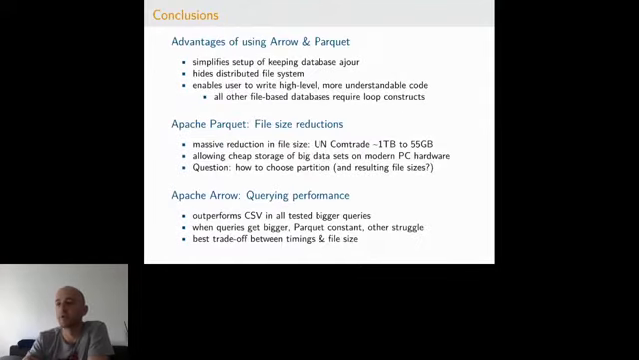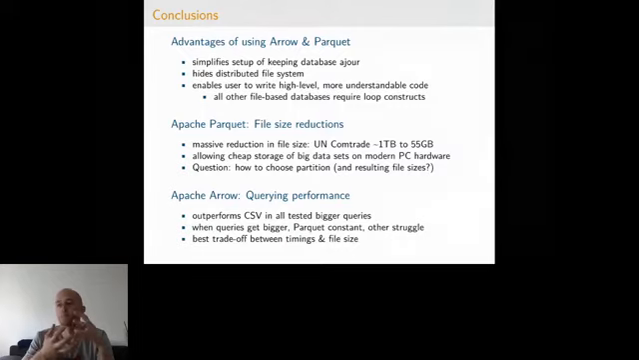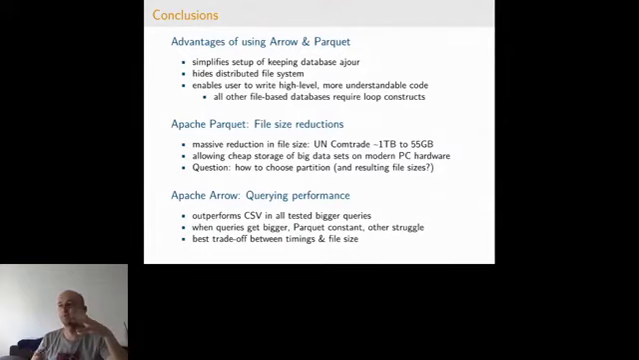So coming to an end, what are the advantages of using Arrow and Parquet? It drastically simplifies the setup of keeping your database up to date. It actually hides from you the distributed file system that it uses to store those files, and it enables the users to write very high level and very understandable code because you can use the dplyr verbs that act on the whole database rather than on individual files.